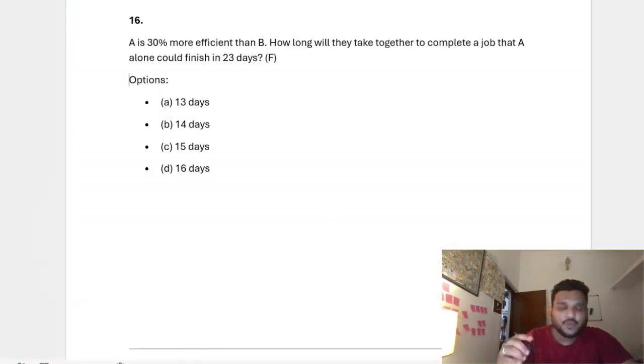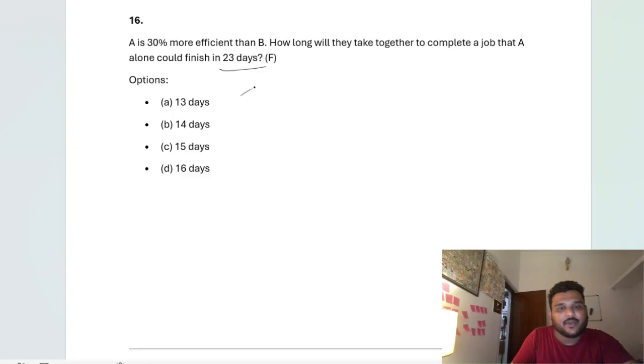Okay. So let's go to question number 16. A is 30% more efficient than B. This is also type 1, but could be confusing, so you have to understand it nicely. It's saying that A is 30% more efficient, so A will take less number of days than B for sure. So A is taking 23 days, B has to take more number of days than this. Let's find out how to solve it.